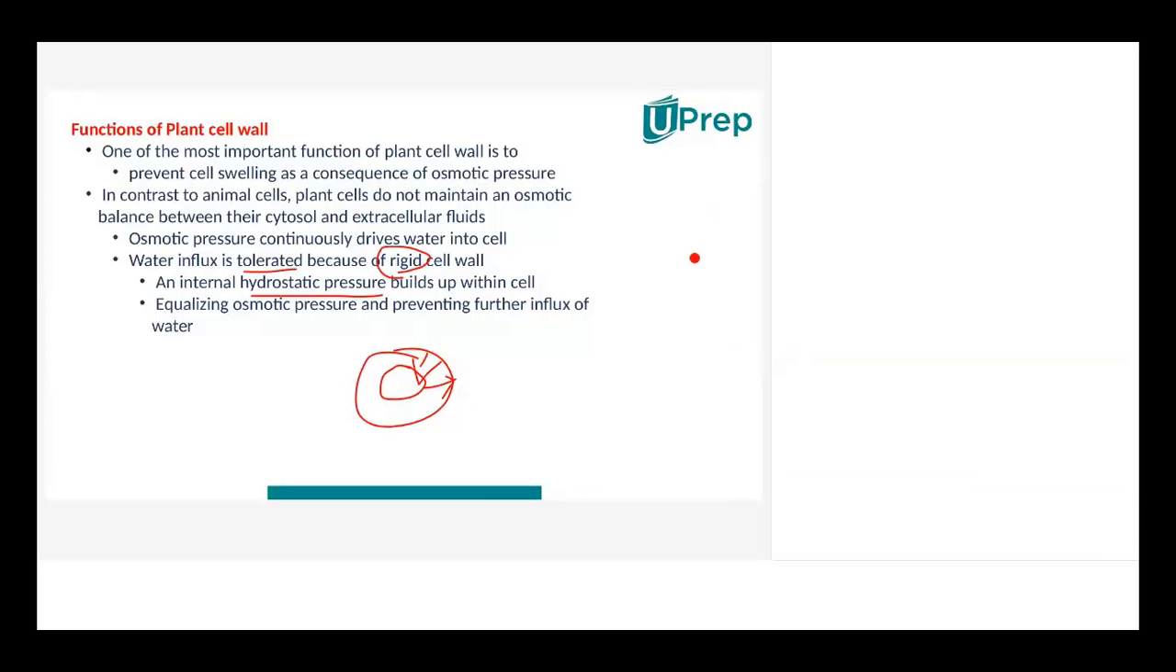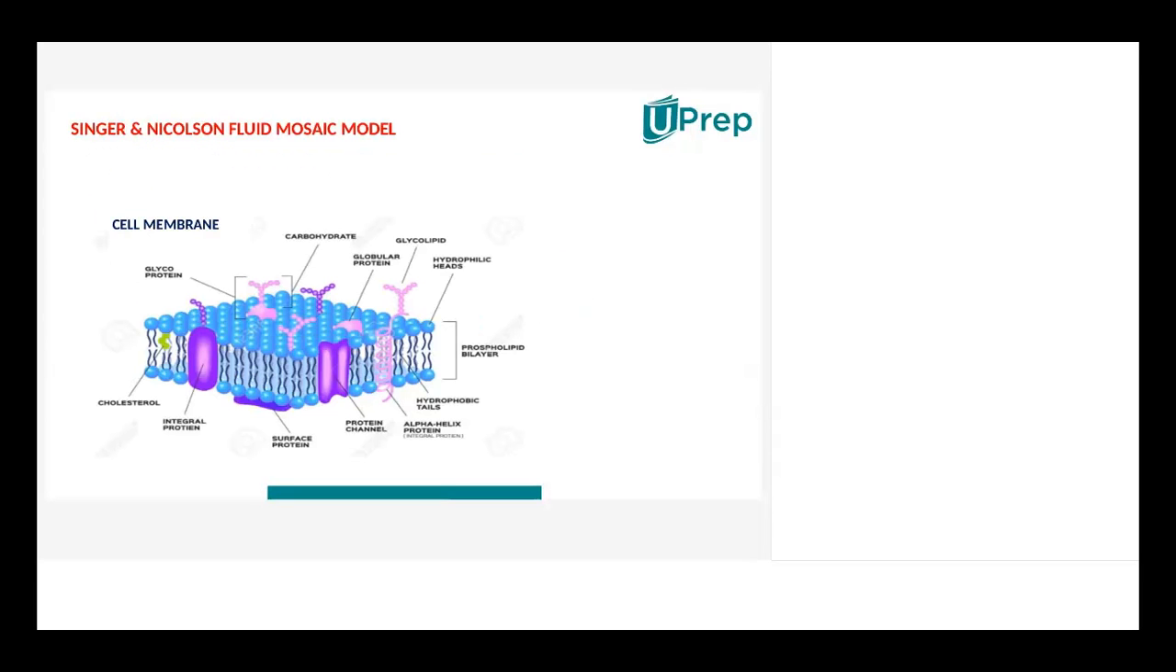Okay. So the same points which I explained in the previous slide. It prevents the cell swelling, 1 point. And it balances between the cytosol and extracellular fluids. Cytosol is nothing but the fluid inside the cell, and extracellular fluid is nothing but the fluid outside the cell. In between, inside the cell and outside the cell, there will be a balance because of the presence of the cell wall. So the plant cell will not burst out even if you keep it in a highly concentrated solution, unlike an animal cell. Okay, then that's all about the cell wall.